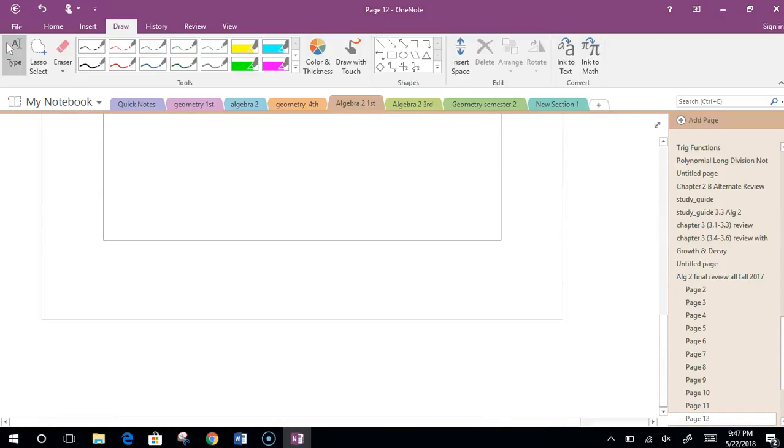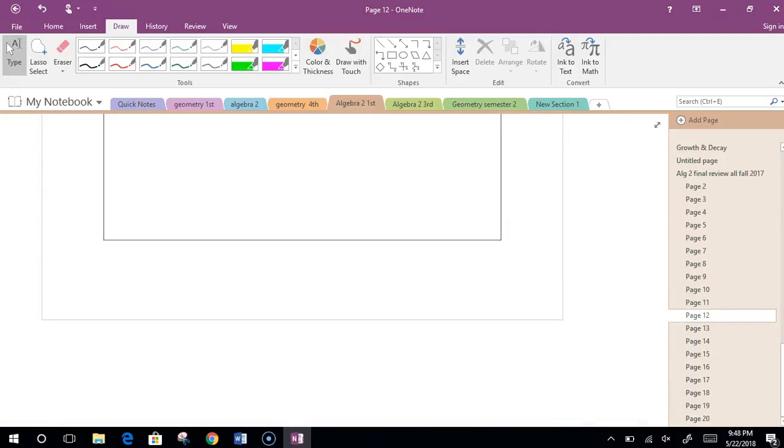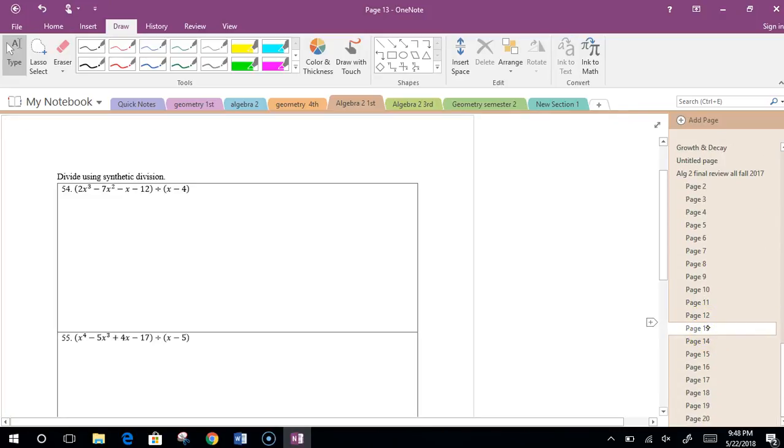Now, that doesn't mean you're going to have to necessarily do long division because here we have some synthetic division problems. So let's run through synthetic since that's what the majority of people will usually choose in the long run.